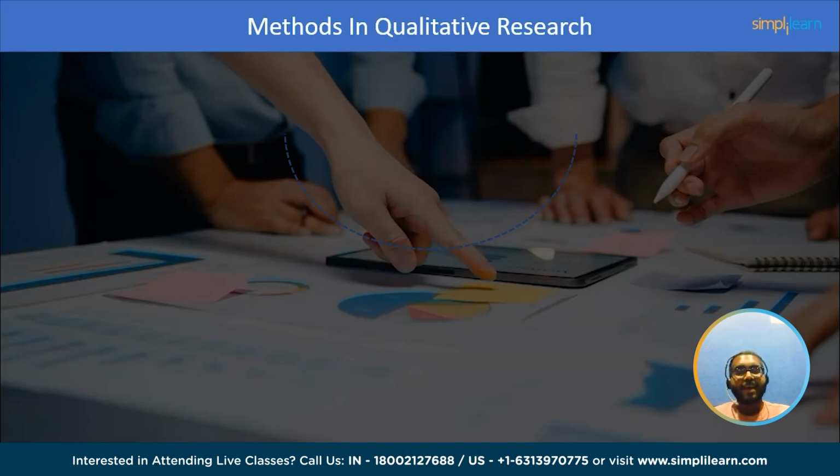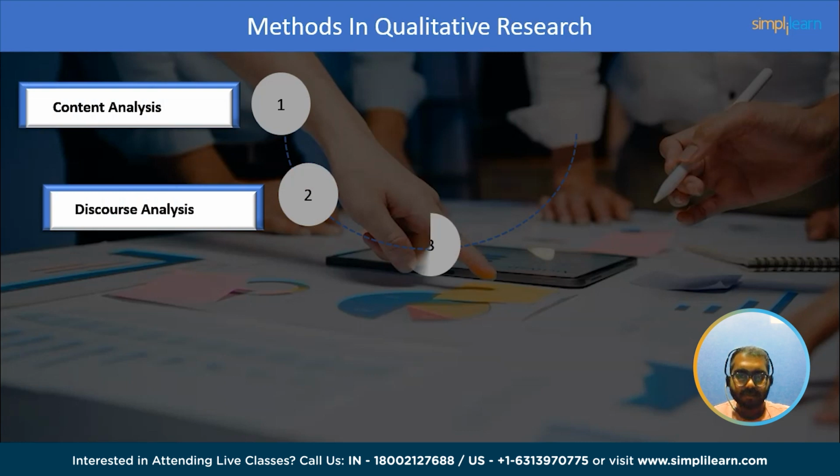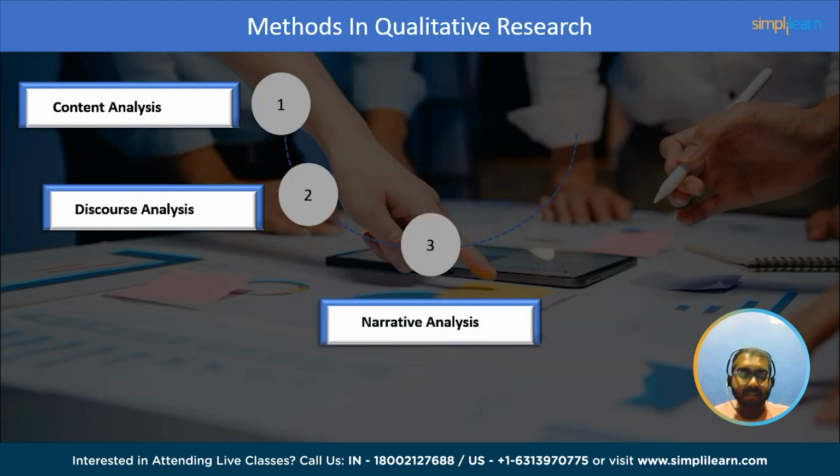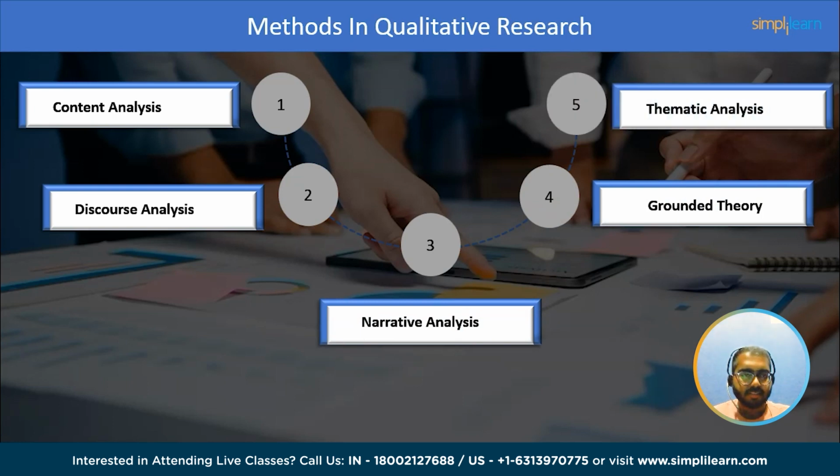Now, in general, we have 5 methods in qualitative research. First one is content analysis, and then we have discourse analysis. Next on the list, we have narrative analysis, and fourth on the list, we have grounded theory, and finally, we have thematic analysis. So let us now talk about them in detail one by one.